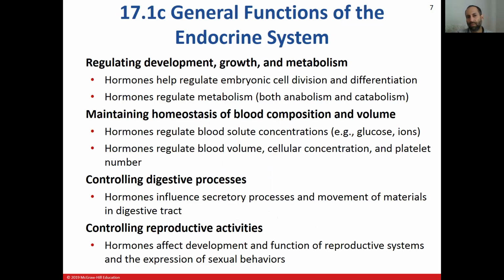All right, so here are some of the functions of the endocrine system, or the physiology of the endocrine system, okay? It does all of this. It controls your development, growth, metabolism, your blood composition and volume, digestive processes, reproductive activities, all of that, all right? So which ones control what? Growth and development. Some examples: the growth hormone, the name says it all, right? Where is it secreted from? From your pituitary gland at the base of the brain, all right?